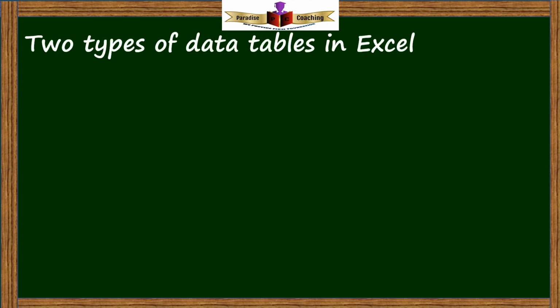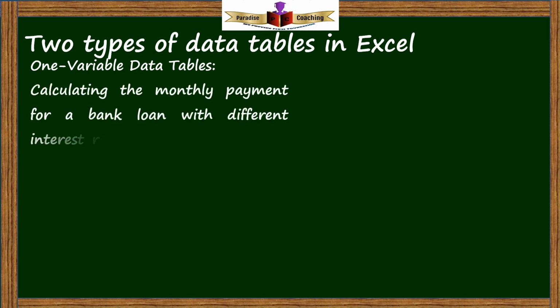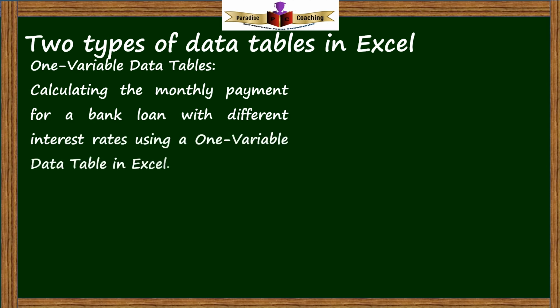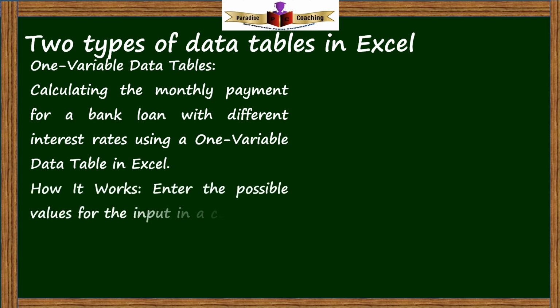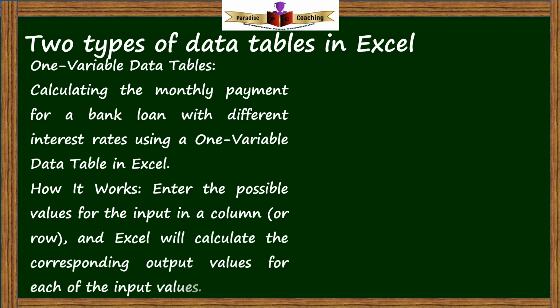Data tables allow you to create a table that displays how different inputs affect a formula's result. There are two types of data tables in Excel: one variable data tables and two variable data tables. One variable data table, how it works: enter the possible values for the input in a column or row, and Excel will calculate the corresponding output values for each of the input values.